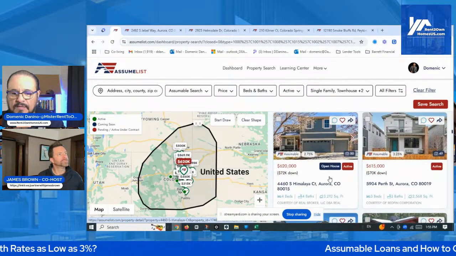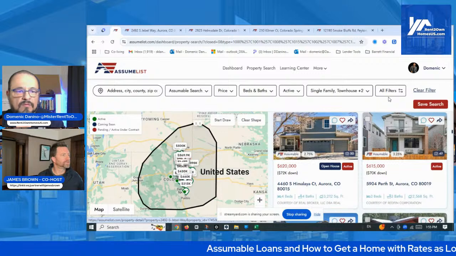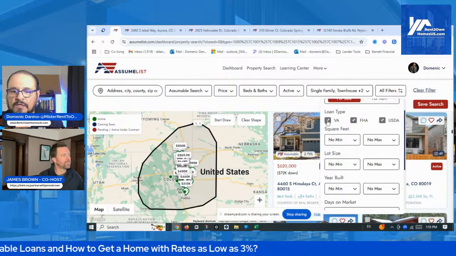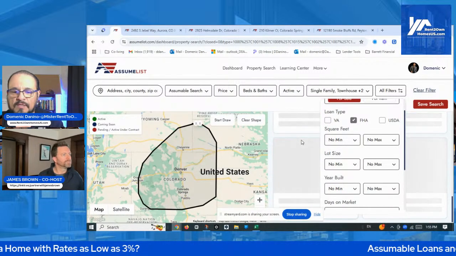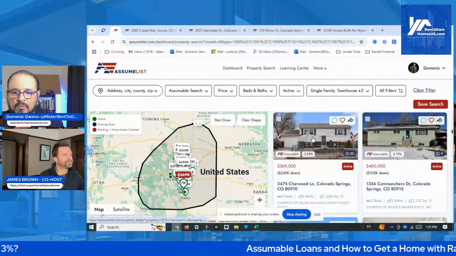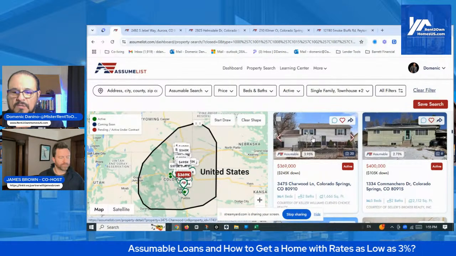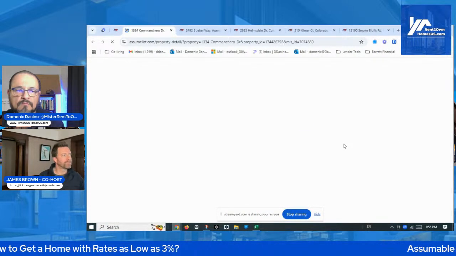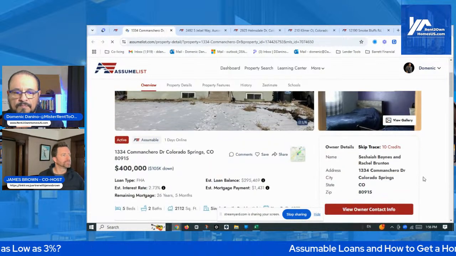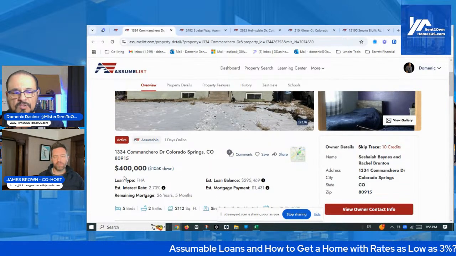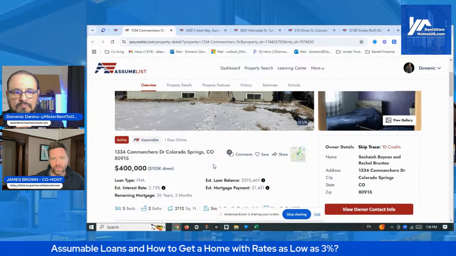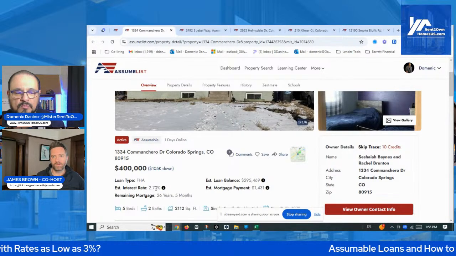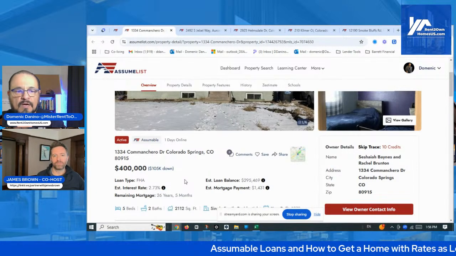Let's see. So I can unclick VA and click on USDA and it'll give me just the FHA ones. So this was a nice and even number. Okay, so this is FHA, so you don't have that issue. So if you qualify, you get to take over this 2.73% rate.